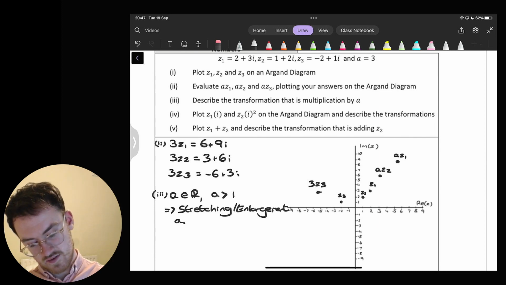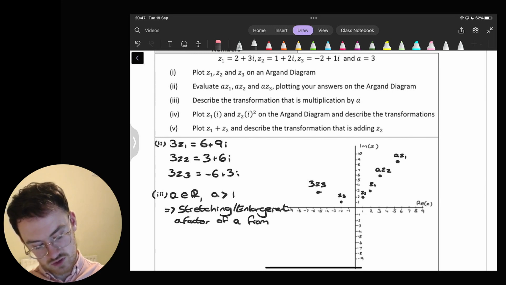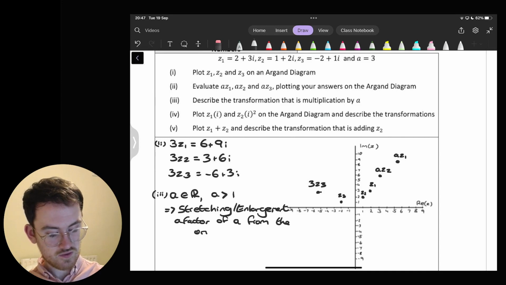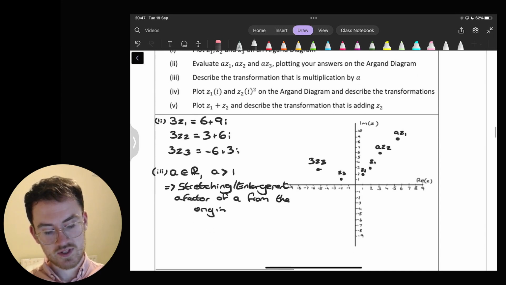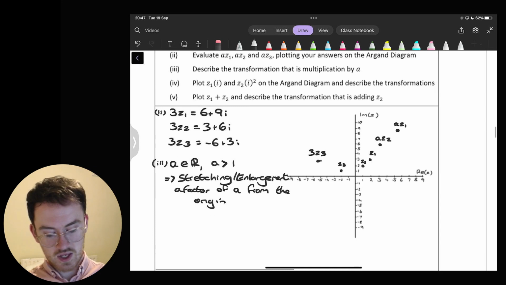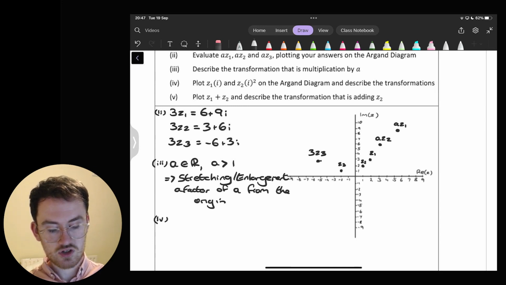And we can say a factor of k of 3 or of A from the origin. So we've stretched it a factor of A from the origin. So A times further from the origin. For part 4, we're asked to plot Z1i and Z2i squared.